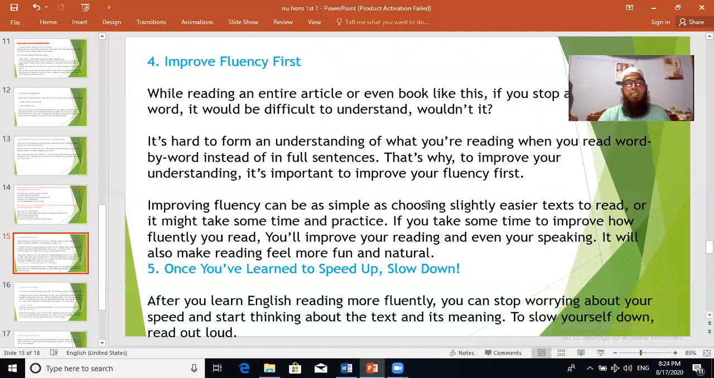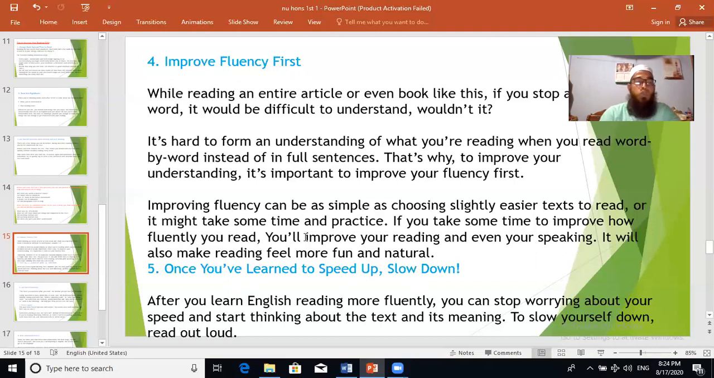Improving fluency can be as simple as choosing slightly easier texts to read, or it might take some time and practice. If you take some time to improve how fluently you read, you will improve your reading and even your speaking. It will also make reading feel more fun and natural. Have you got it? The meaning?